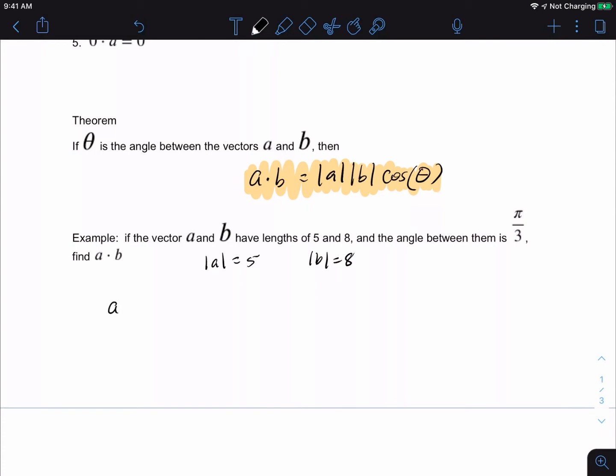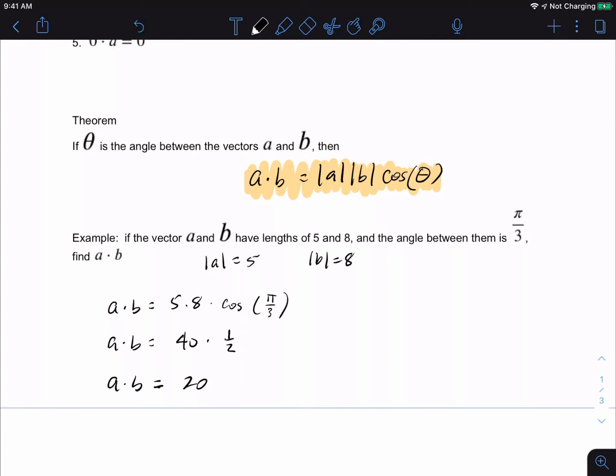So what we can say is A dot B is going to be 5 times 8 times the cosine of pi over 3. And so A dot B is 40 times cosine of pi over 3, which is 1/2. And so A dot B is this scalar 20. Okay?